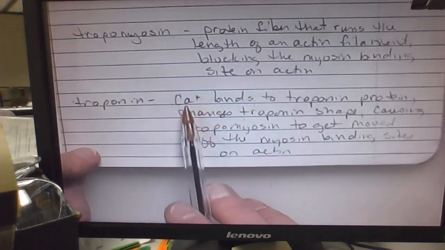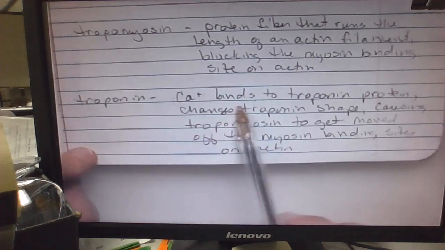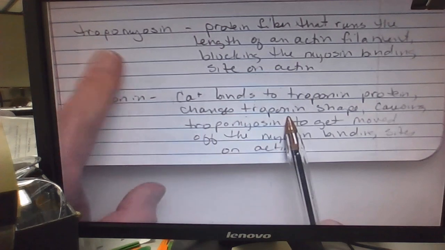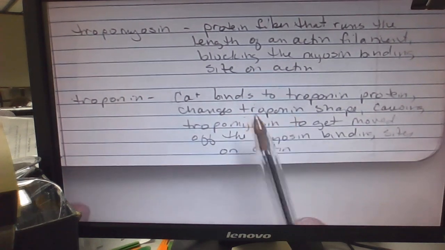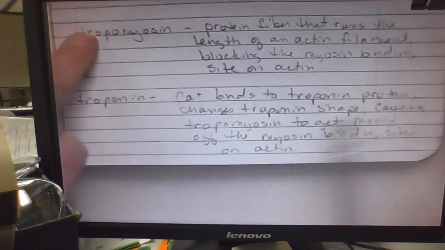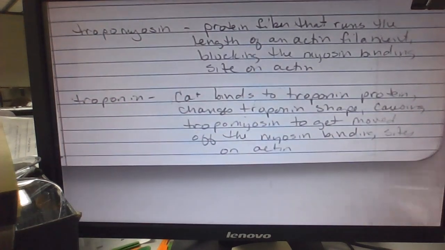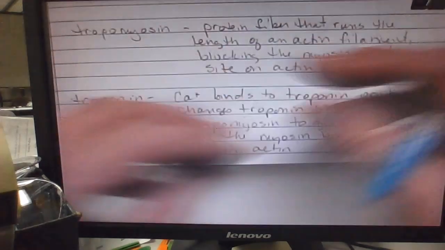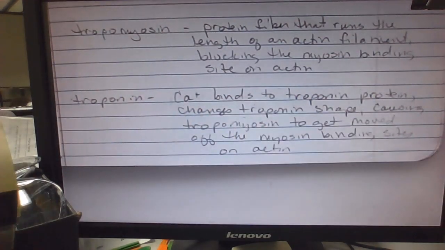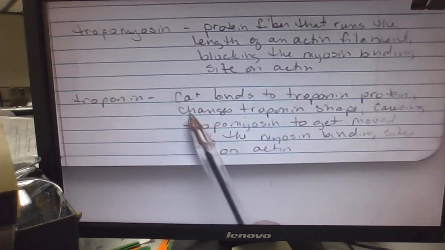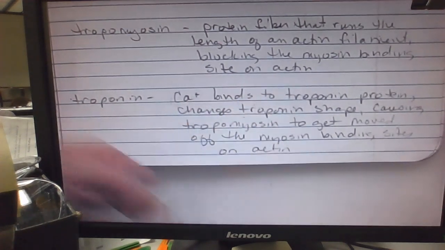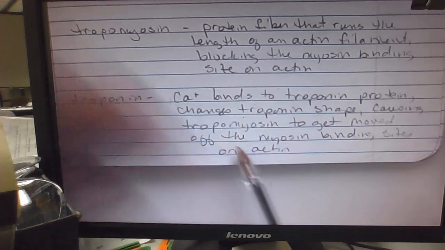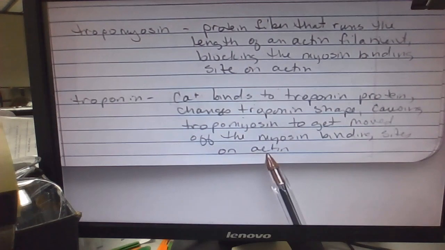Troponin, calcium binds to troponin, and these are like little sites. These little sites change the troponin shape, causing that tropomyosin to get moved off the binding sites. So tropomyosin is kind of like a thread, if you will, that goes the entire length of the actin. The troponin has sites where calcium can bind to it. It changes that troponin shape, and it causes the tropomyosin to move off the binding sites on the actin.